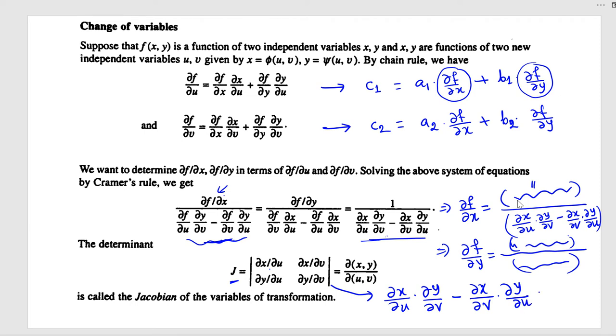So this particular determinant is called the Jacobian of the variables, and this Jacobian is denoted by this form, del xy. So this is the numerator values and these are the denominator values. The partial derivative with respect to u and v for both the variables x and y.